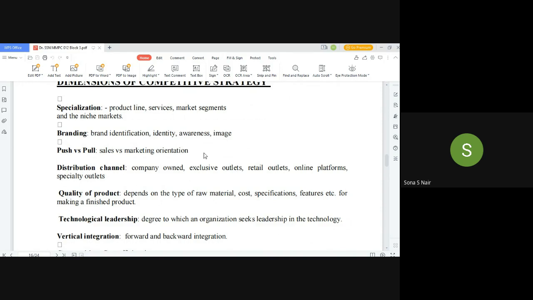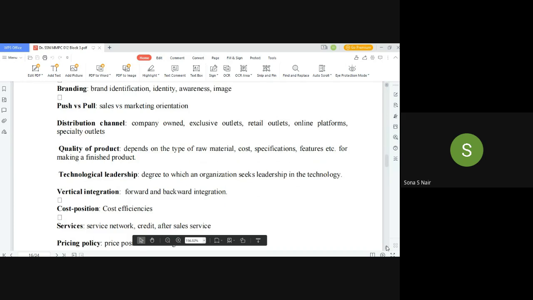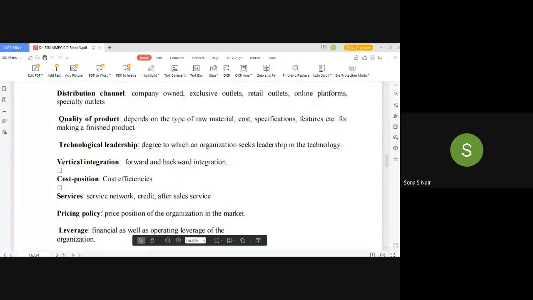What kind of distribution channel is going to be used? Is it going to be company owned distribution channel, or whether it's going to be exclusive? There are a wide variety of distribution channels available. So what kind of strategy are we going to follow as far as distribution is concerned? Quality of product is also one dimension. Technology, what technology are we going to use? What is it going to be, and are we going to be integrating either backward or forward?